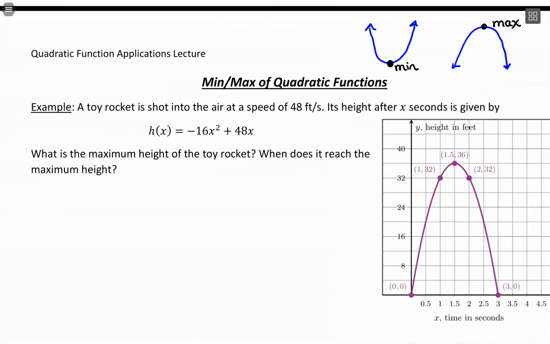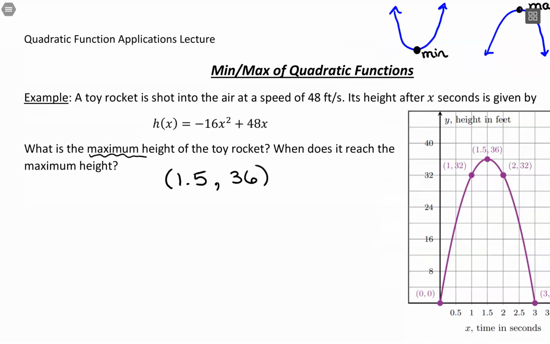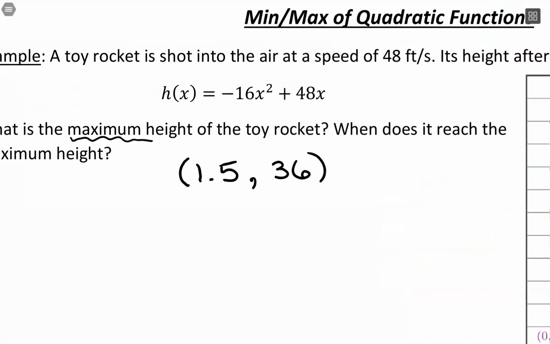So let's revisit the two applications we were looking at, but focus on the vertex. So we have that toy rocket. What is the maximum height of the toy rocket, and when does it reach that maximum height? So as soon as they're asking about maximum, I want to grab that vertex, which they already found for us with the 1.5 and the 36. Now I just need to be careful in terms of interpreting the values correctly, in terms of what units they have. So what we have here is x is 1.5 and h is 36.